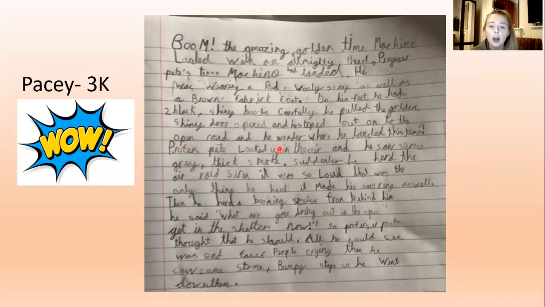Professor Pete looked up in the air and he saw some grey thick smoke. Suddenly, he heard the air raid siren. It was so loud that was the only thing he heard. It made his ears ring as well. Then he heard a booming voice from behind him. He said, "What are you doing out in the open? Get in the shelter now."